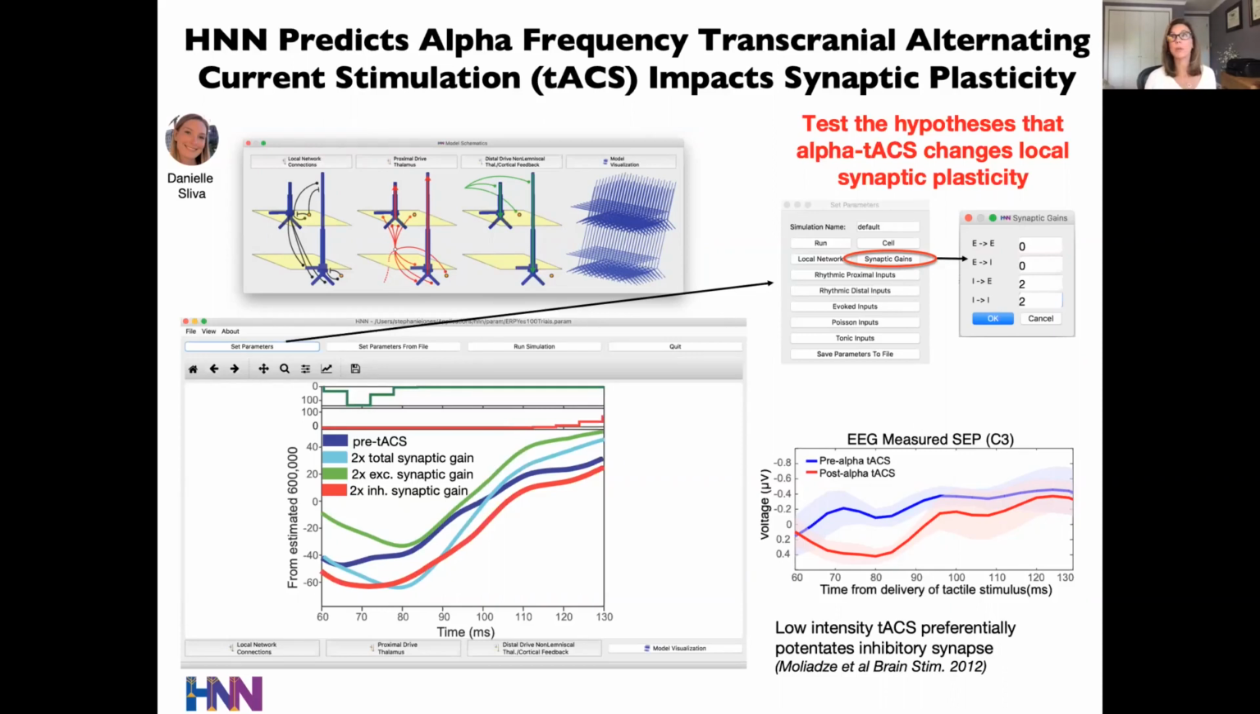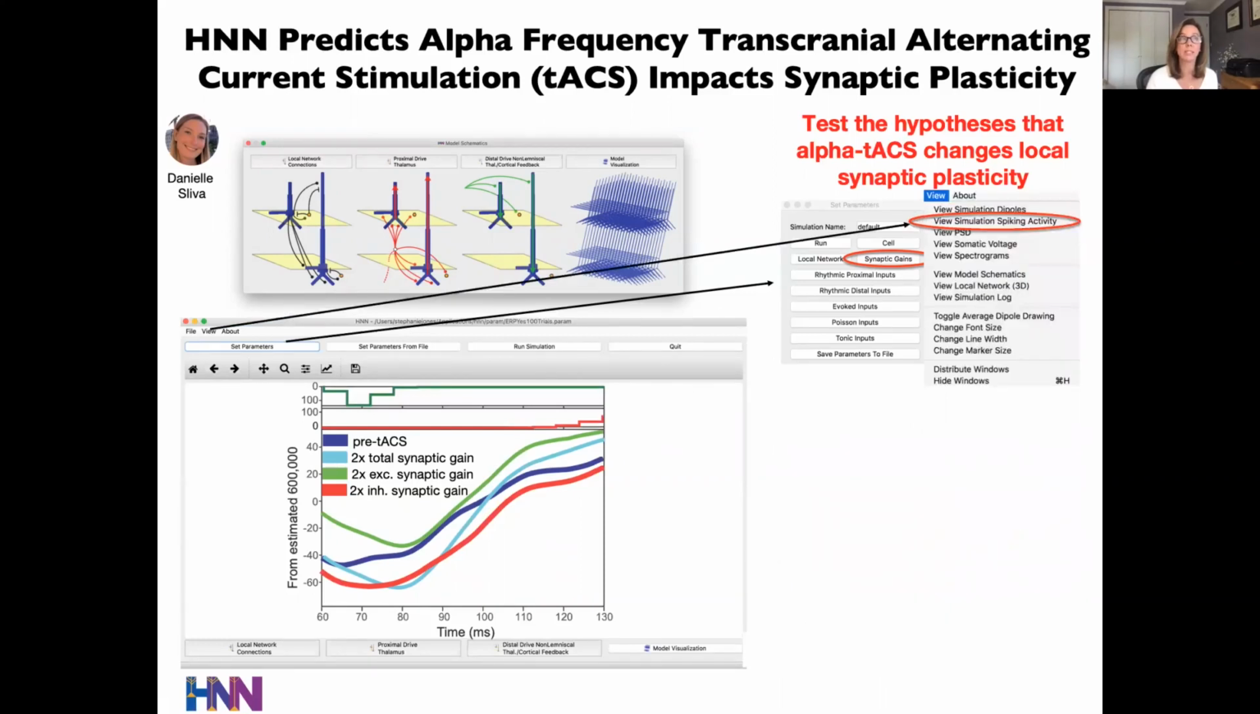Now, I've been showing you the macro scale current dipole signal, but one of the powerful things in modeling is that we can go in and look at all of the microcircuit activity. And so we've created a way in HNN to go in and view the microcircuit details. So if you go under view, you can look at layer-specific dipoles, you can look at spiking, you can look at frequency responses, somatic voltages, and different things in the network.